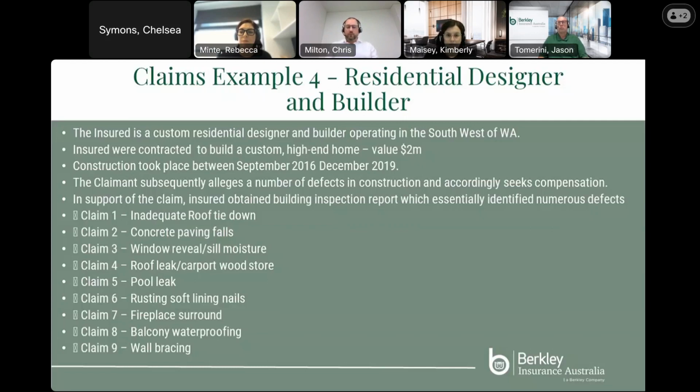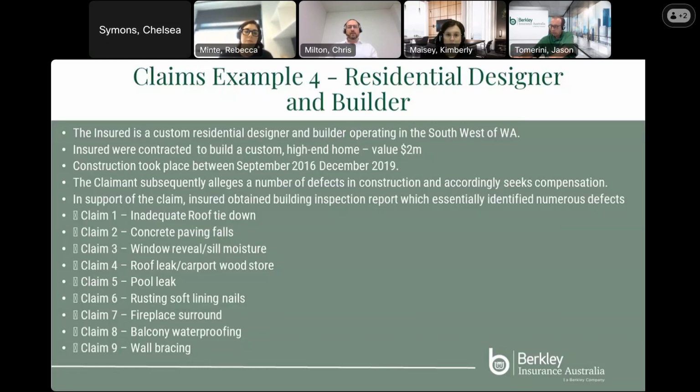Exclusion 6.24, defective workmanship and materials, was also considered. The clause excludes indemnity in respect of any claim directly or indirectly arising out of, related to, or in connection with any defective workmanship or defective materials relating to physical work, so construction, erection, installation, etc., to buildings, property, goods, or products. So the insured faced 9 claims for defects as listed there on the slide.